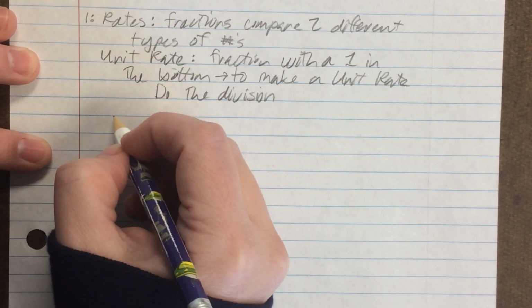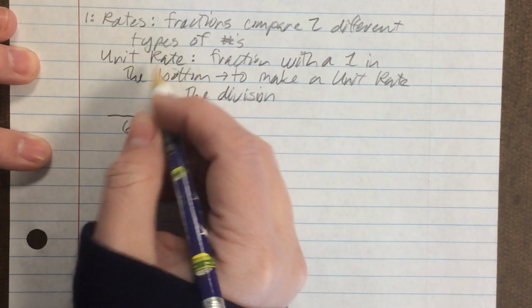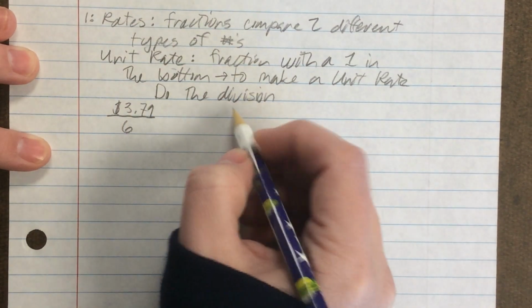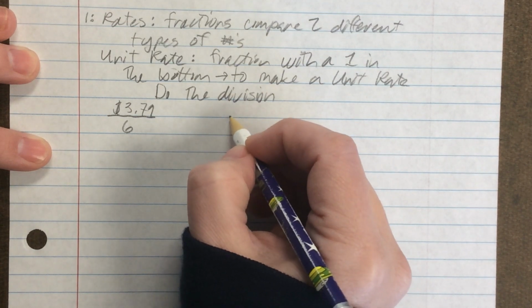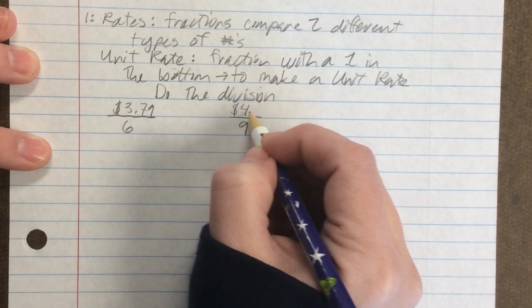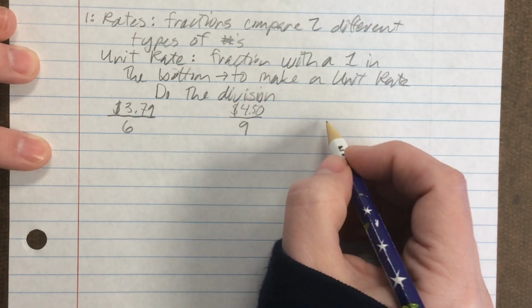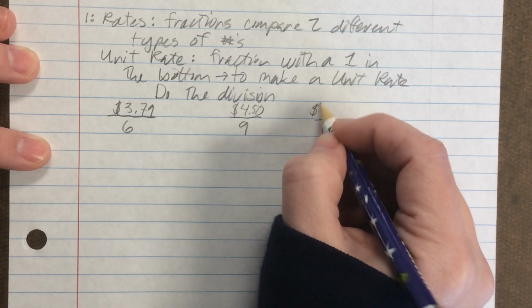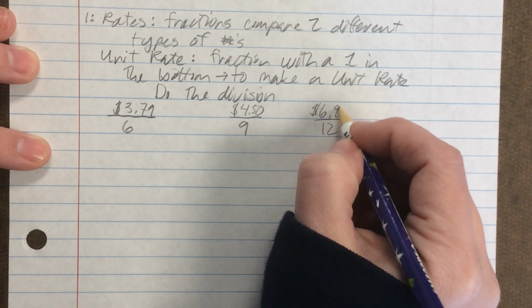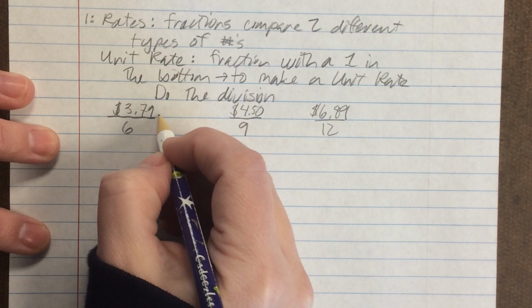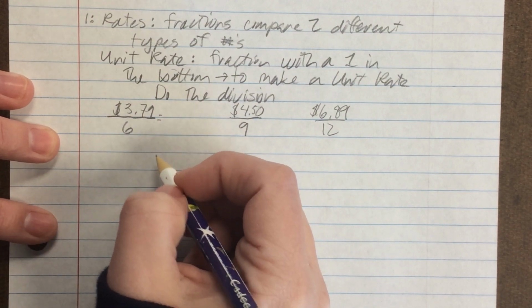Anyway, so a pack of 6 squeezies is $3.79. A pack of 9 squeezies is $4.50. And a pack of 12 squeezies is $6.89. And usually the question is, what's the best value? Which means which one has the lowest unit rate. And so we have to do the division.